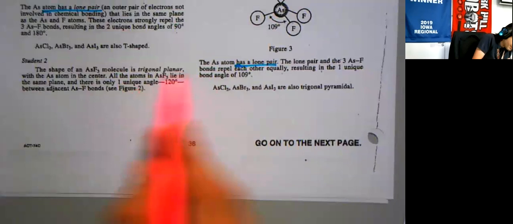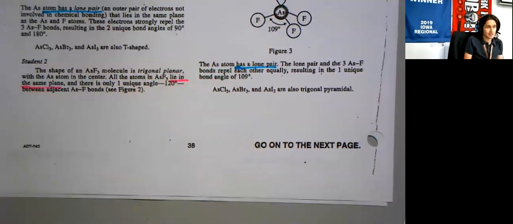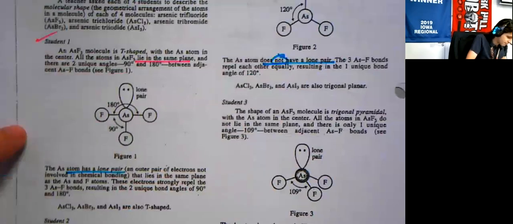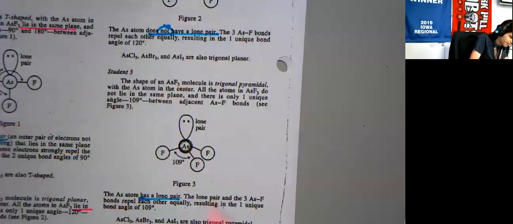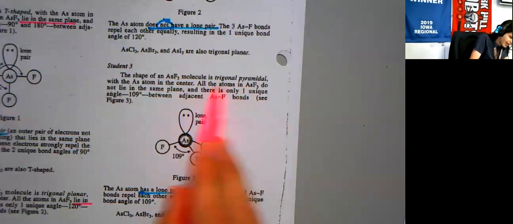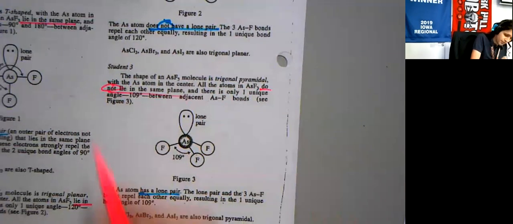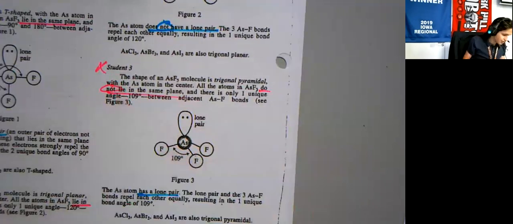All the atoms lie in the same plane. So 1's in, 2's in. 3, all the atoms do not lie in the same plane. Ooh, 3's out. So 1 and 2, if you look at your answer options, we don't have to check 4.